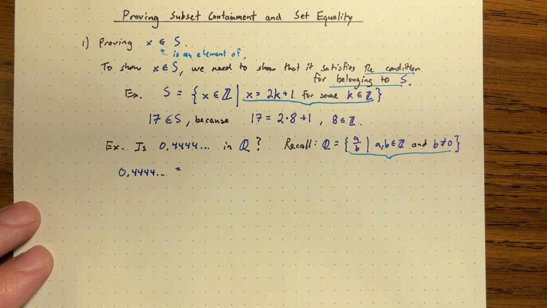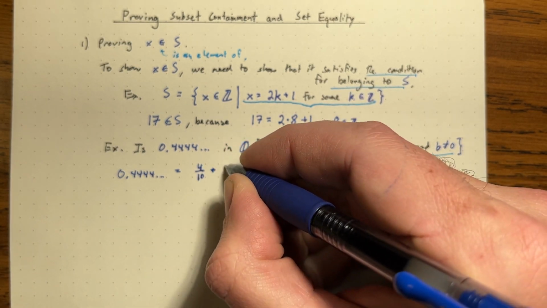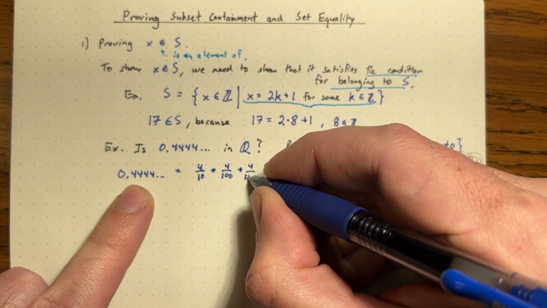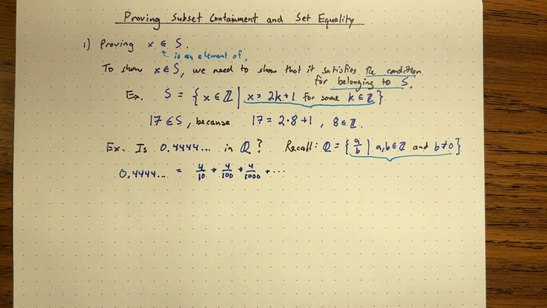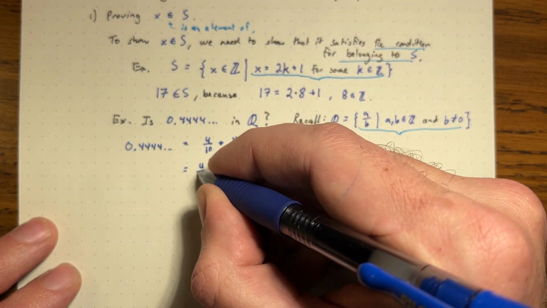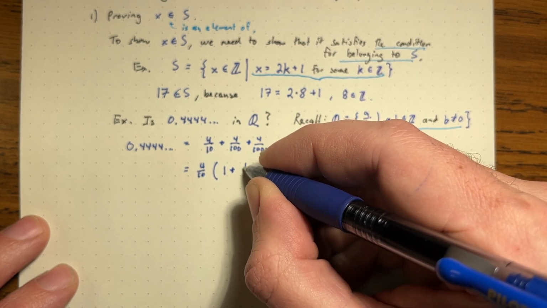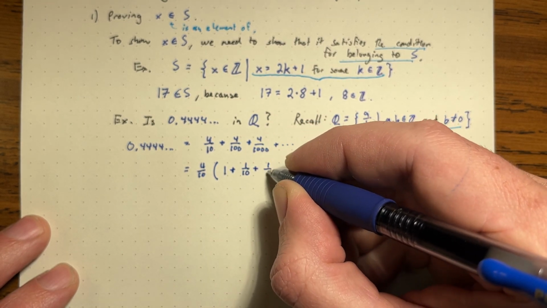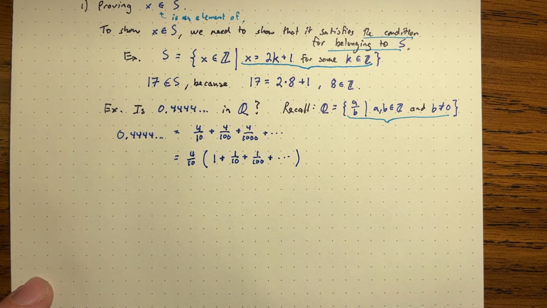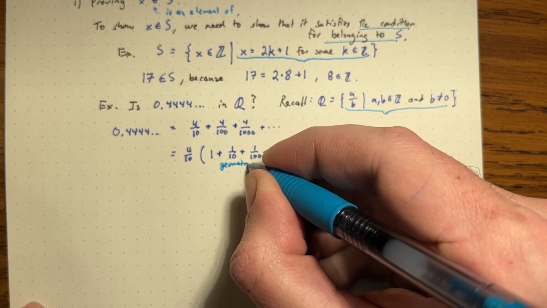So we can write it as an infinite series of fractions. So it's 4/10 plus 4/100ths, right? Hundredths place, plus 4/1000ths, etc. And what is that? It's 4/10 times, factoring out the 4/10, 1 plus 1/10 plus 1/100th. I have a geometric series here.